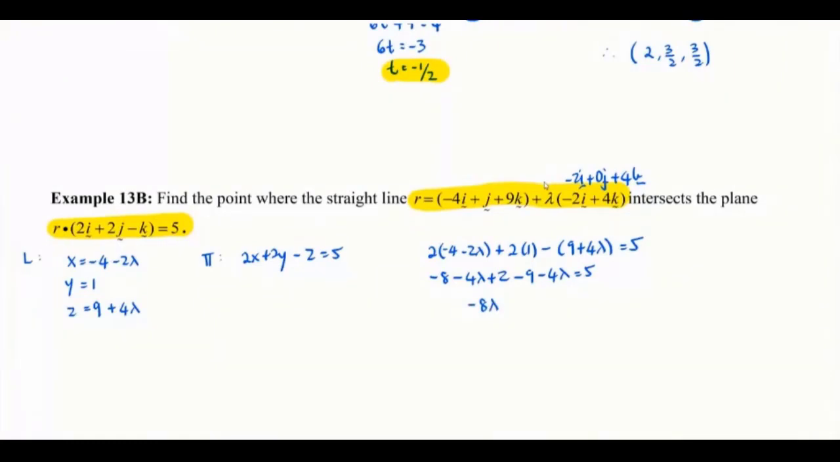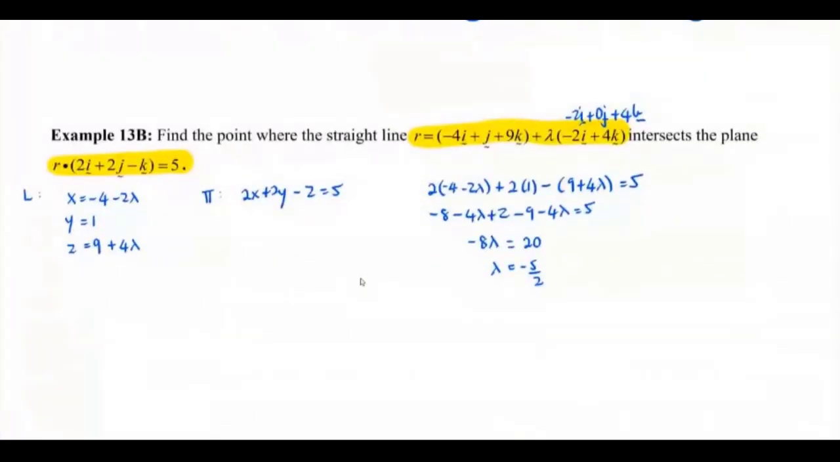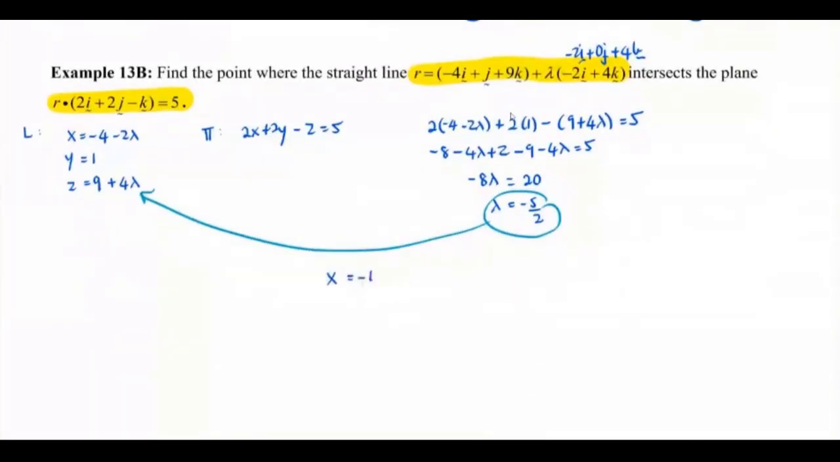-8 lambda. And then the numbers: -8 plus 2 is -6, minus 9 gives -15. So we bring it to the right hand side and end up with 20. So lambda will be -5/2. Okay, so lambda is done, what do we do next? We substitute it back into line 1. So we're going to have x equal to -4 minus 2 times -5/2.